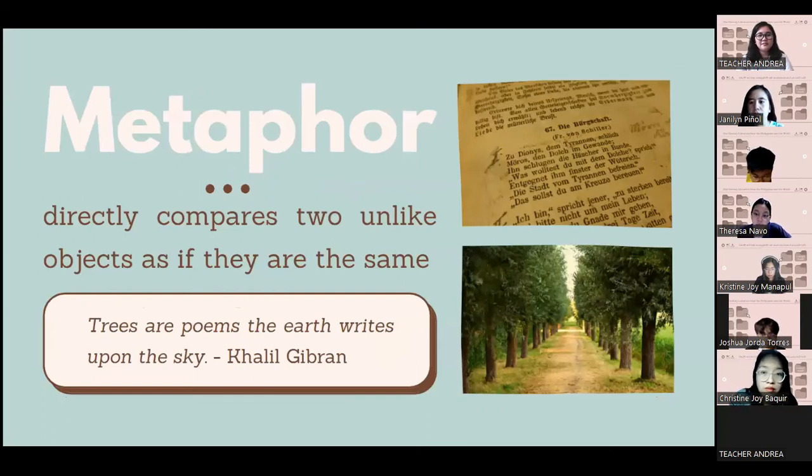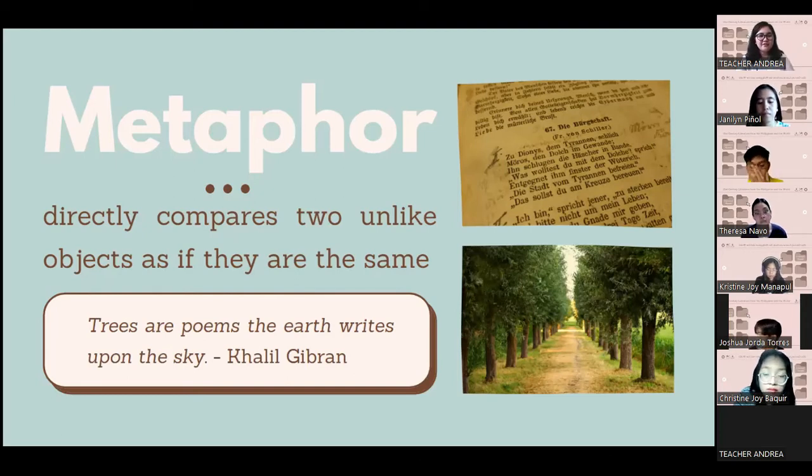So first one is metaphor. It is the easiest one. I think Charles answered earlier that the easiest part in our game is metaphor because it only states a direct comparison between two unlike objects or two unlike things as if they are the same. So the objects or the subjects in the statements are treated as if they have the same characteristics, even if there's none.